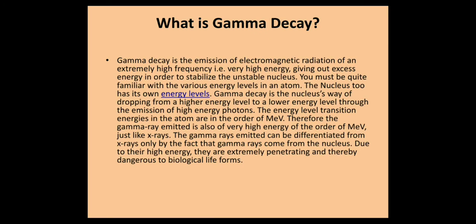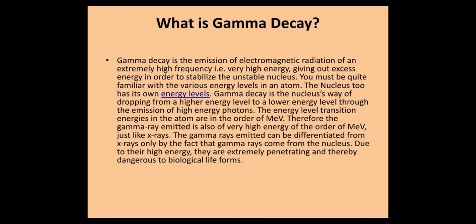What is gamma decay? Gamma decay is the emission of electromagnetic radiation of an extremely high frequency, that is very high energy, giving out excess energy in order to stabilize the unstable nucleus. You must be quite familiar with various energy levels in an atom. The nucleus too has its own energy levels. Gamma decay is the nucleus's way of dropping from a higher energy level to a lower energy level through the emission of high energy photons.